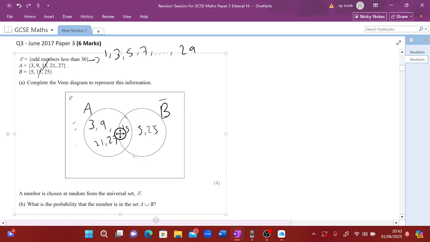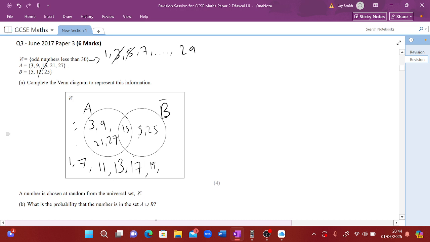Let's go one by one. 1 is in neither, so 1 can be outside here. What about 3? 3's in A. What about 5? 5's in B. 7 is in neither, so 7 has to be outside. 9 is in A. 11 is in neither, so 11 is outside. 13 is in neither. 15 is in the middle, so no. 17 is in neither, so leave it there. 19 is in neither, so 19 is outside. 21 is in A.